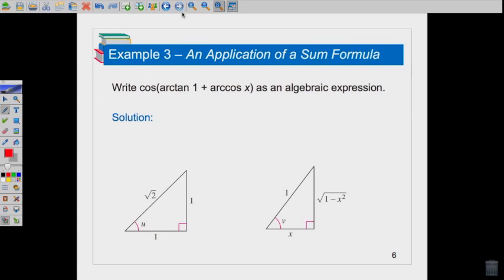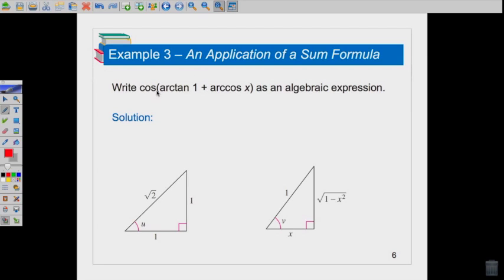The next example that I want to look at is using the sum and difference formulas in a geometric setting. So what I want to do is write cosine of the arctangent 1 plus arc cosine of x as an algebraic expression. So, first off, you might be looking at this and saying, okay, cosine of, and then a whole ton of stuff that just seems like it's way too much to deal with. And I get that, but all we need to recognize here is that I have the cosine and I'm doing a sum on the inside here.